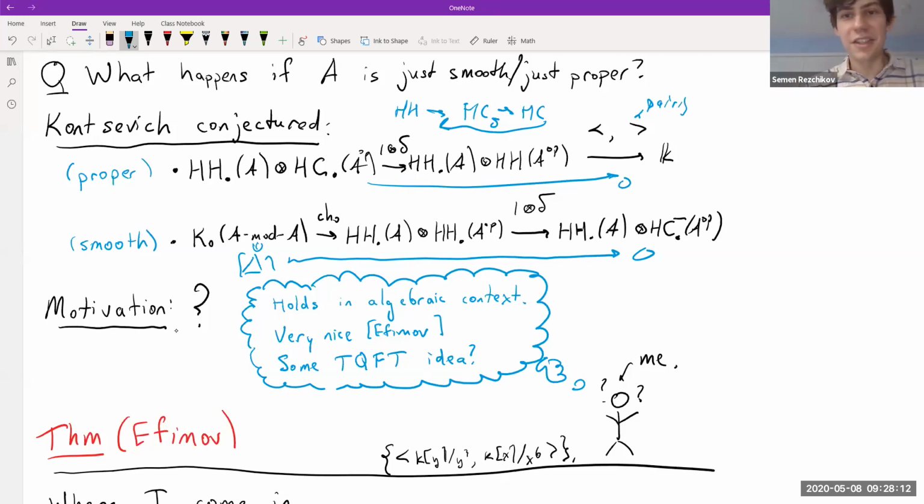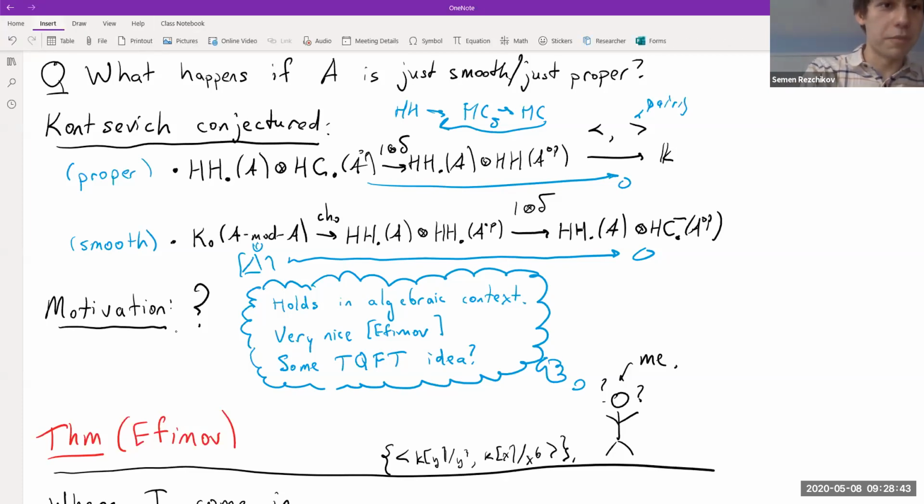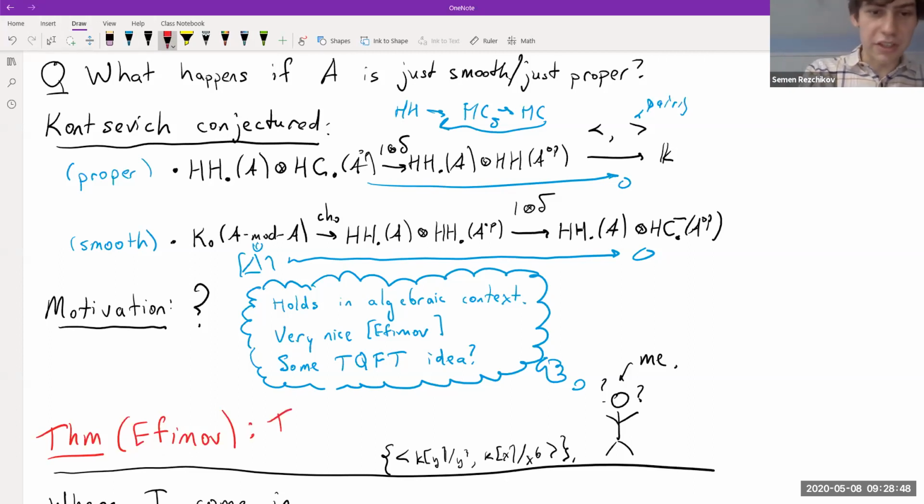Another one is that there's all kinds of reasonable conjectures about category theory which might imply this. There's some notion of a categorical compactification, and if A admits a categorical compactification, then it implies the smoothness conjecture, for example. And finally, maybe Kontsevich had some kind of TQFT idea for why these should be true. So hopefully by the end of the talk, you'll see some TQFT interpretation of what these are about, but also the interpretation might actually show you why it would be very surprising if these were true. Anyway, I've given this part of the punchline away. Efimov showed that these conjectures are false.